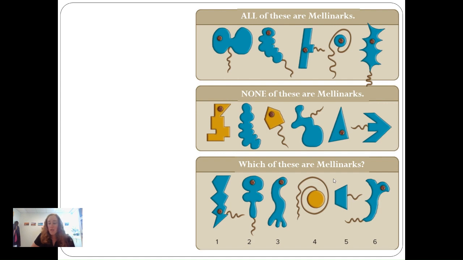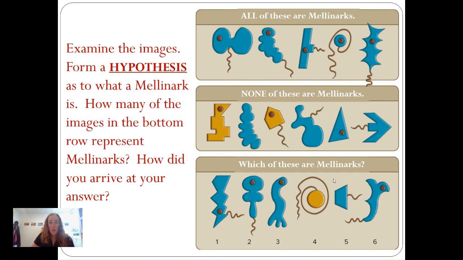So let's apply this to a situation here. If you're following along with the quiz, you should be answering this question. You're going to examine the images. You're going to form a hypothesis as to what a melanarch is. On the top here, this tells you that all of these visuals are melanarchs, and none of these are melanarchs. So you've got to figure out which of these, 1 through 6, are melanarchs. You're going to tell me how many images at the bottom represent a melanarch, and then how you arrived at your answer through your observations.